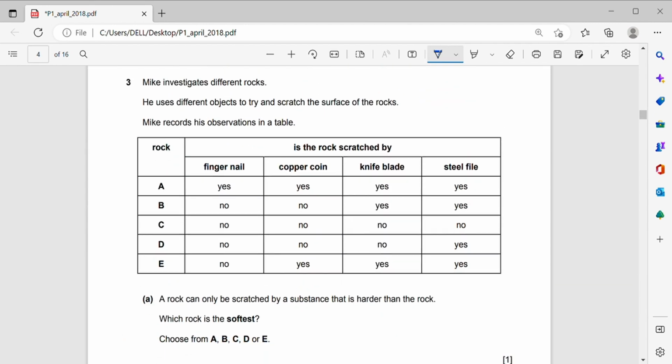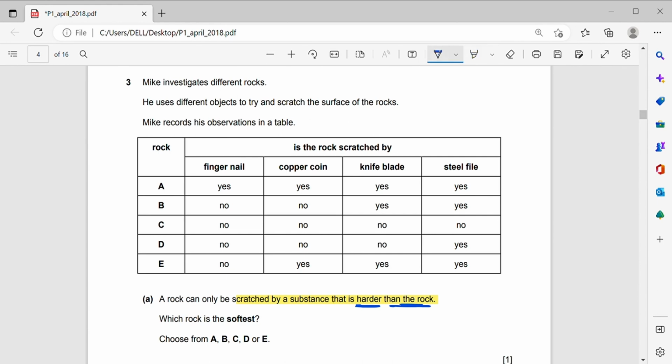Question number 3. Mike investigates different rocks. He uses different objects to try and scratch the surface of the rocks. Mike records his observations in a table. We have rock A, B, C, D, and E. Is the rock scratched by fingernail, copper coin, knife blade, and steel file? A rock can only be scratched by a substance that is harder than the rock.